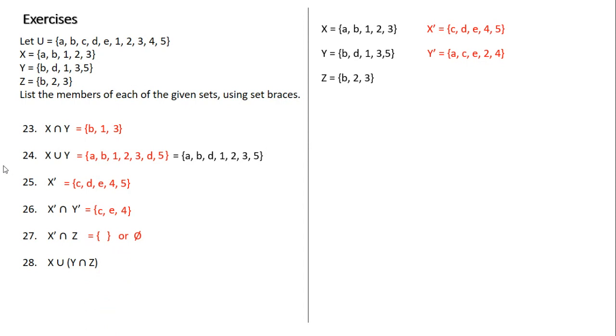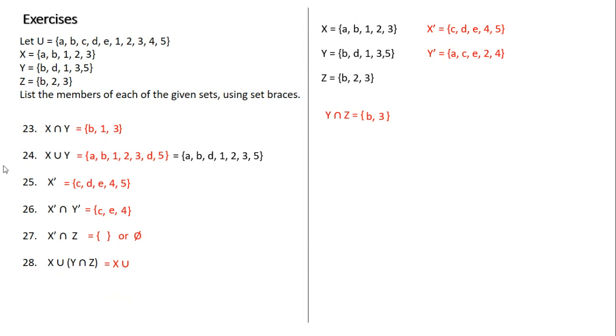All right, a little bit more complicated. On this one, we have to do order of operations. We first have to look at what's inside my parentheses, and then once I have that, I can do that union. So what's inside my parentheses? I have Y intersection with Z. What that means is only the values that are shared between Y and Z. The only values that are shared between Y and Z are B and 3. That's it.